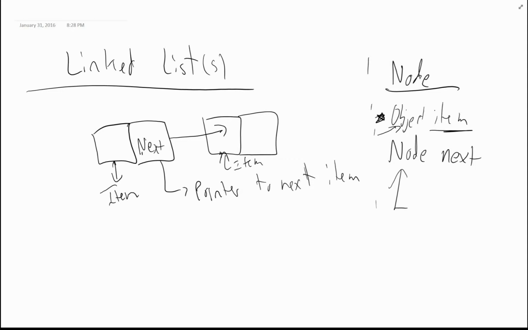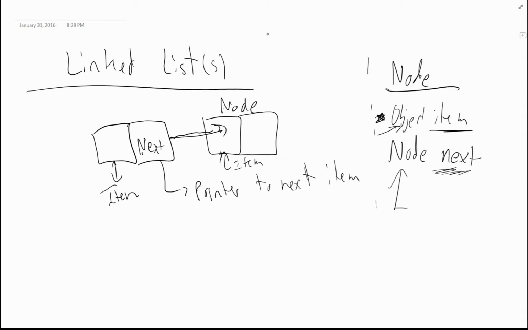So what is next? Next is a node, and it's going to point to the next node. Initially you set next equal to the next node, and that is how it connects. Something points to another node, which points to another node, which points to another node. But yeah, that's the general framework and concept of linked lists.